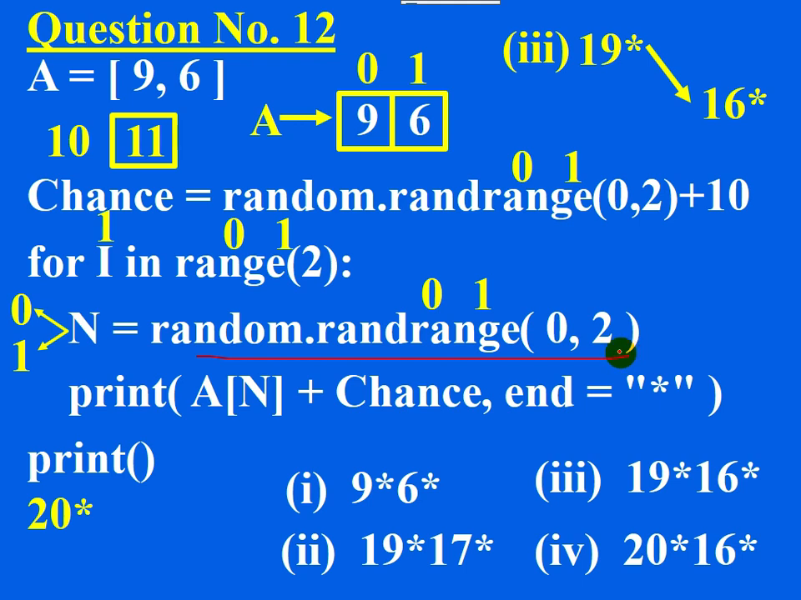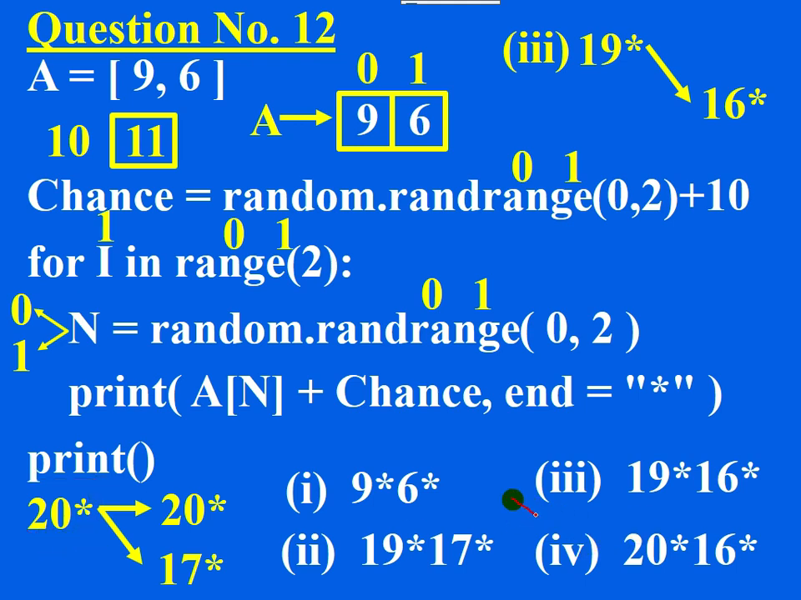random.randrange 0, 2, same as before, 0 or 1. So variable n, the possible values are same as before, 0 or 1. If I substitute n with a 0, a of 0, I get 9. This time chance is 11. So 9 plus 11, 20. The ending character star, 20 star. It should be added to the previous iteration answer. If I substitute n with a 1, a of 1, it is 6. Chance is 11. So 6 plus 11, 17 star. That should be added to the previous iteration answer.